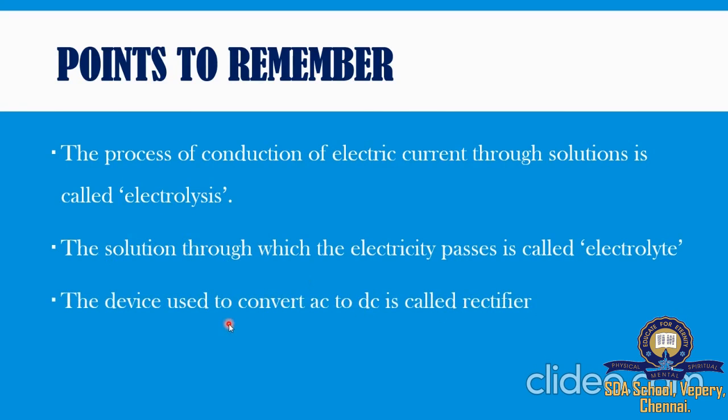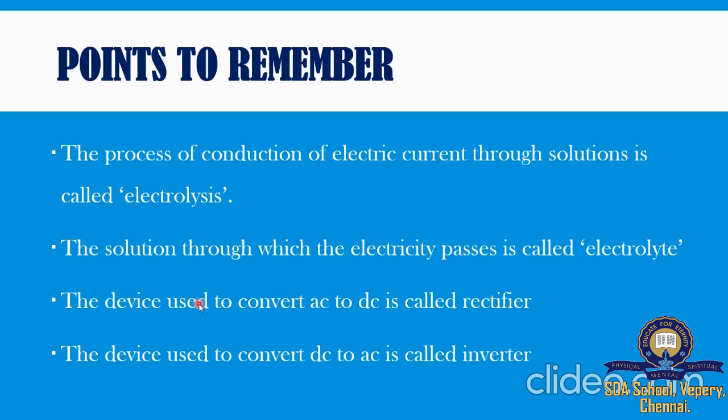And we saw two devices, one is the rectifier and the other is the inverter. The device used to convert AC to DC, which is alternating current to direct current, is called a rectifier, and the device used to convert direct current to alternating current is called an inverter. And we saw many possible dangers which surround us in our day-to-day life as well.